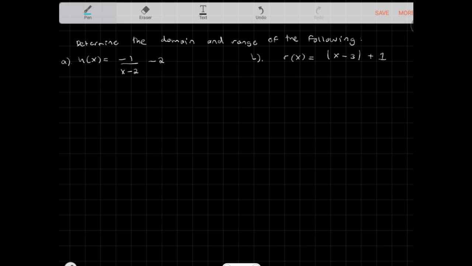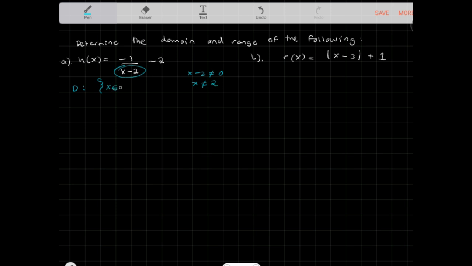Okay, we want to determine the domain and range of the following. So h of x is equal to -1 over x minus 2, minus 2. So this is a reciprocal function. If we're looking at the domain, we can understand that the denominator can't equal 0, right? So in that sense, x minus 2 cannot equal 0, so therefore x cannot equal 2, right?